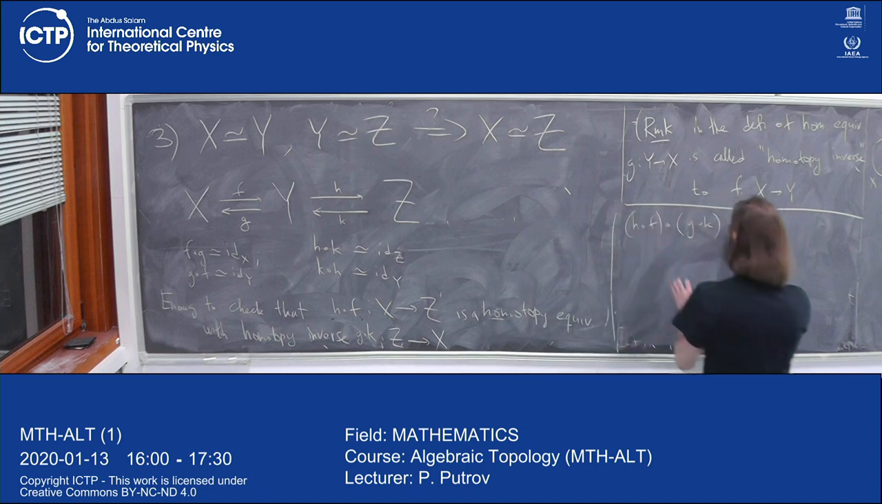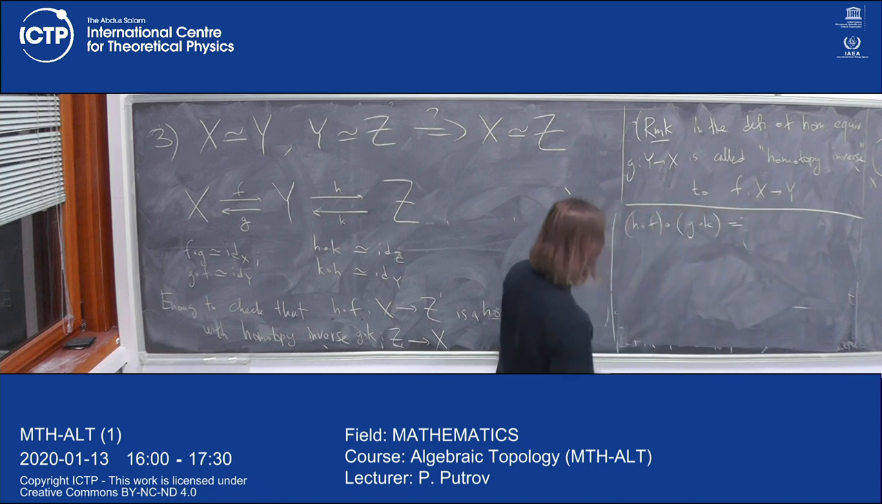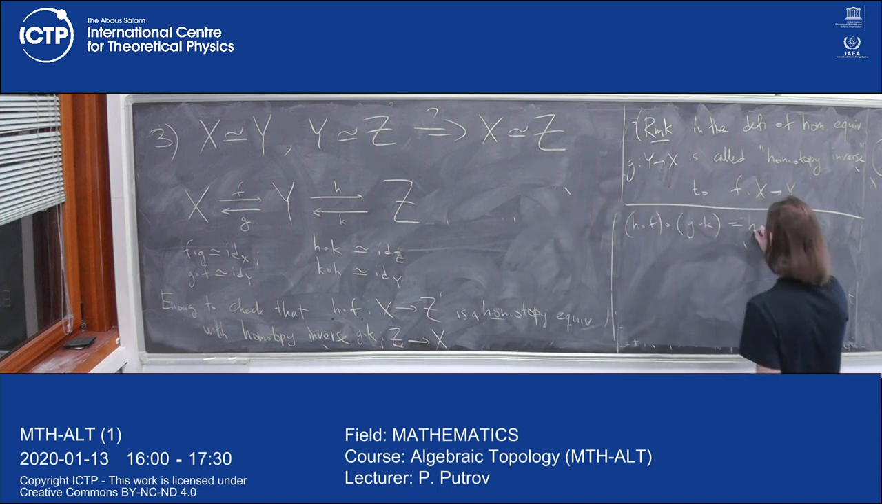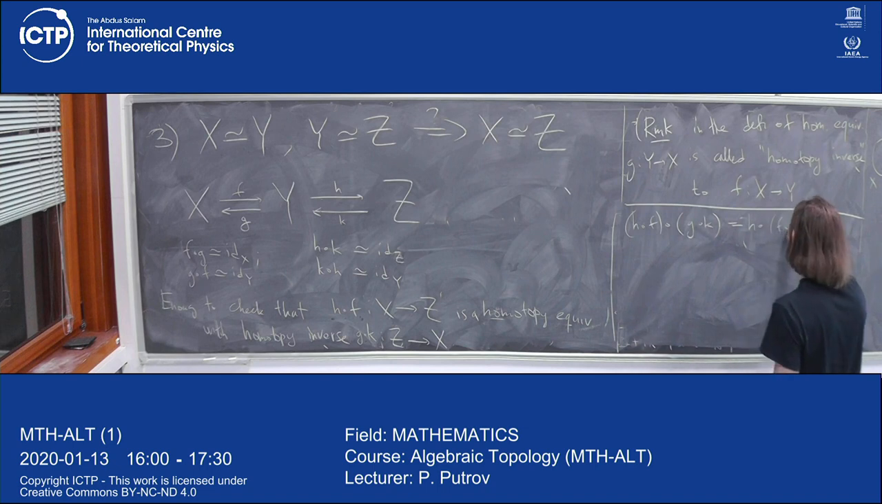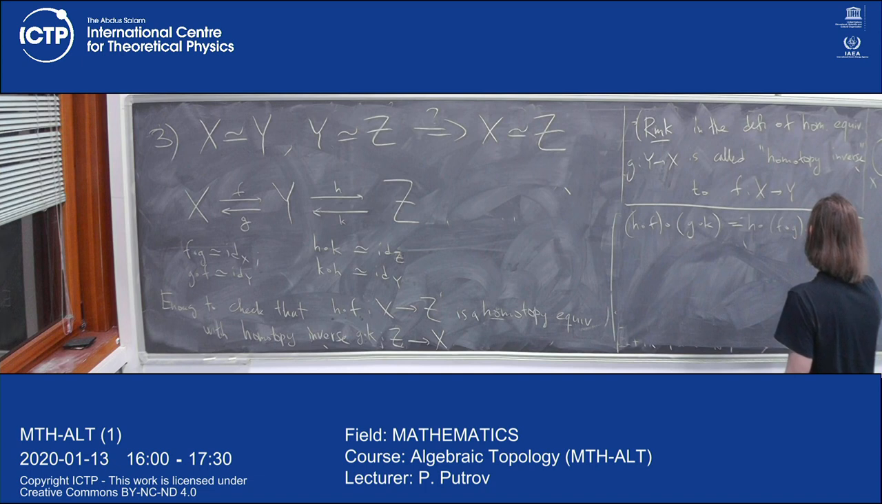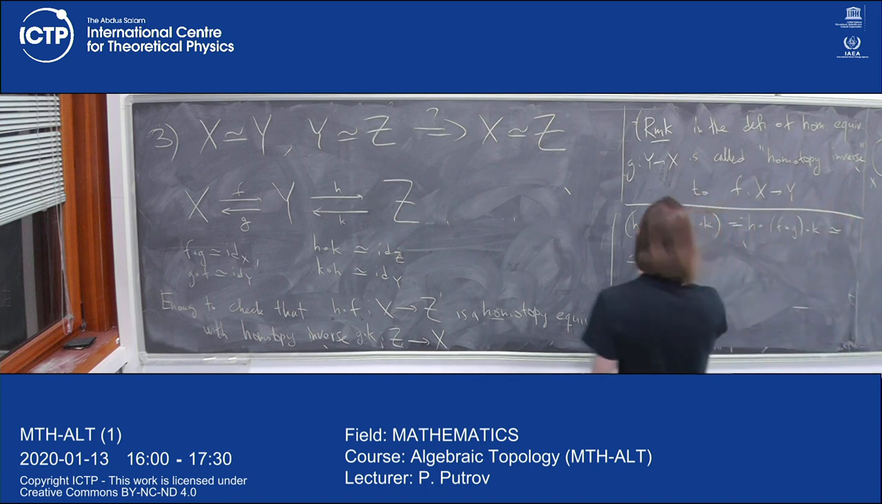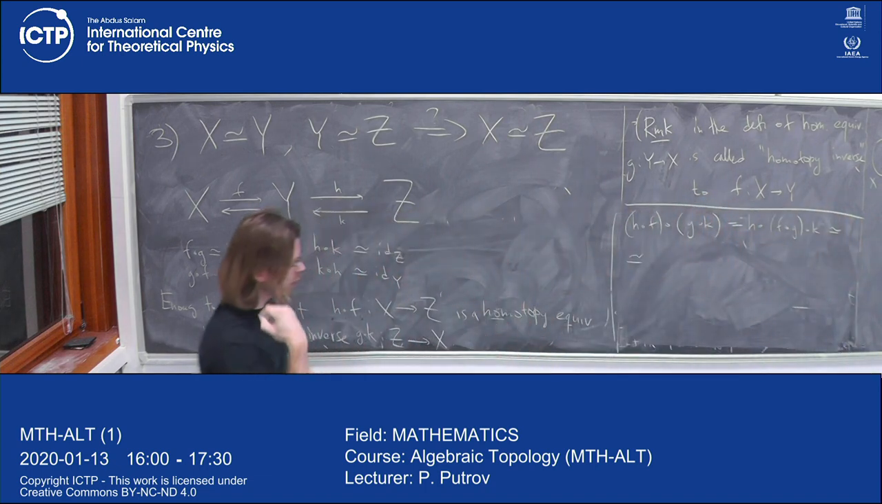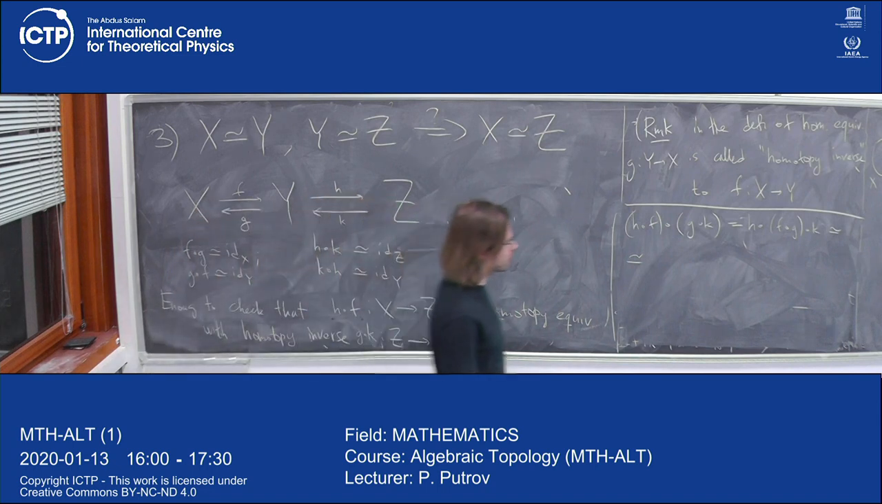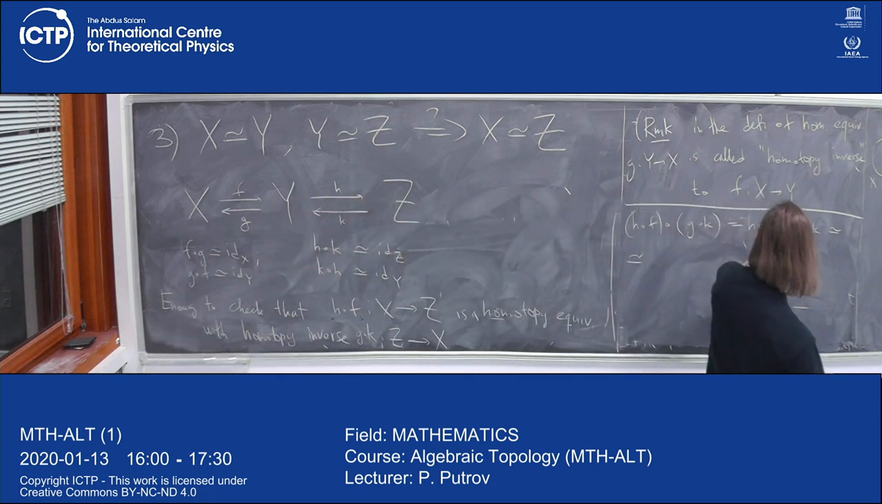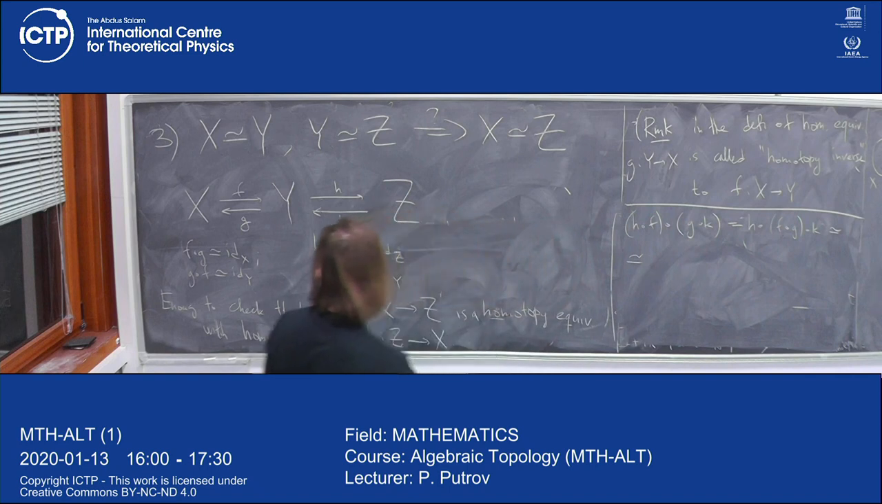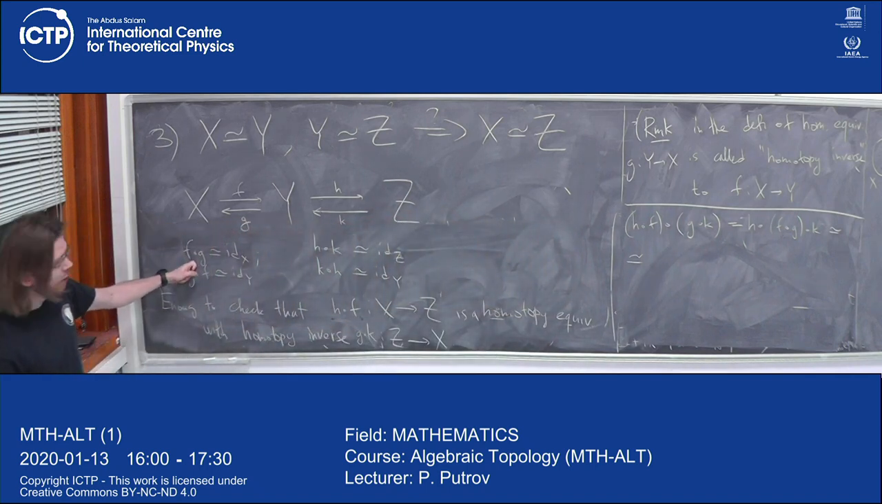So of course we can do compositions of functions in whatever order we want, so you can write it like this instead. And now we use the properties of the homotopy between functions, which we had before. First, we know that this is homotopic to identity on X.